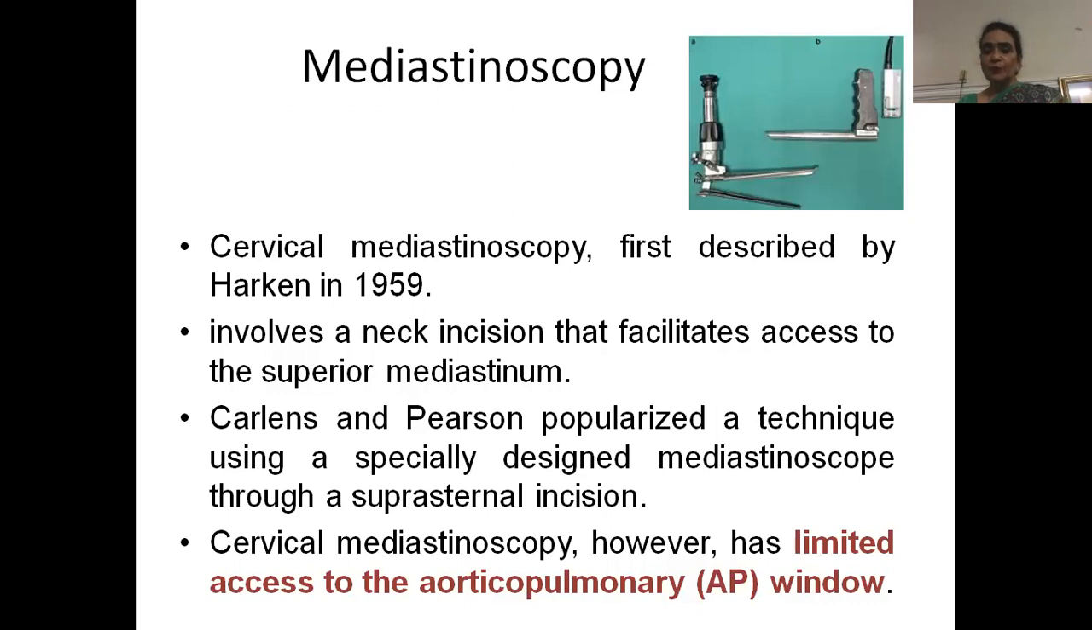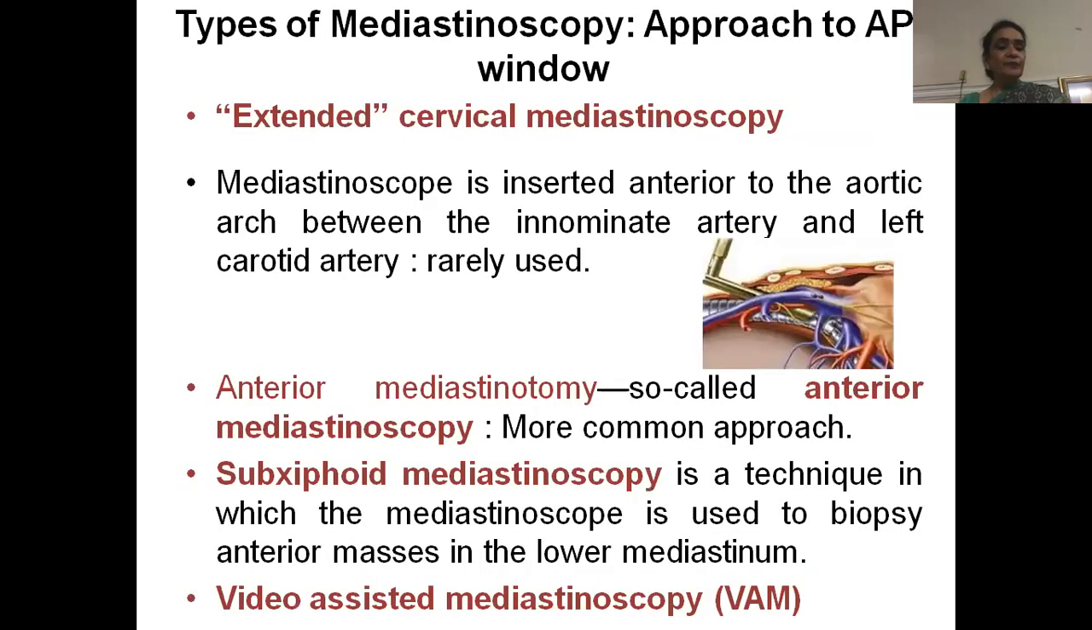Cervical mediastinoscopy was first described by Harkin in 1959, which involves a neck incision that facilitates access into the superior mediastinum. Garland and Pearson popularized the technique using a specially designed mediastinoscope through a suprasternal incision. Cervical mediastinoscopy, however, has limited access to the aorticopulmonary window, or the AP window. There are different types of mediastinoscopy which have been invoked.